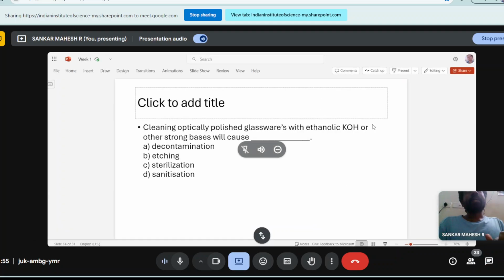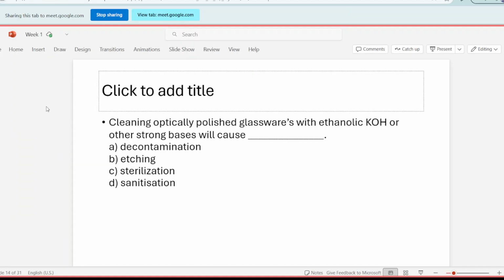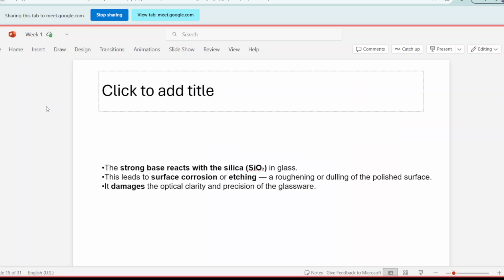And so your glass is made of silica, and when it reacts with this ethanolic KOH, it causes corrosion, which in technical terms is what we call etching. And it is mentioned that it can damage the clarity and precision of your glassware.